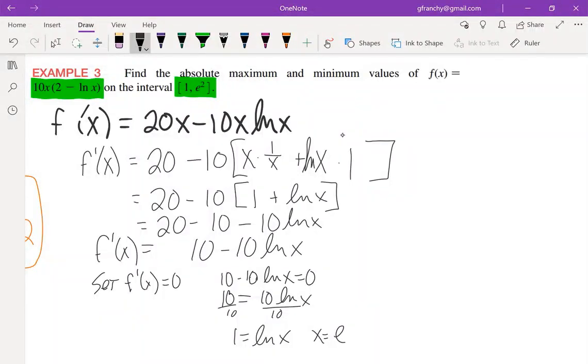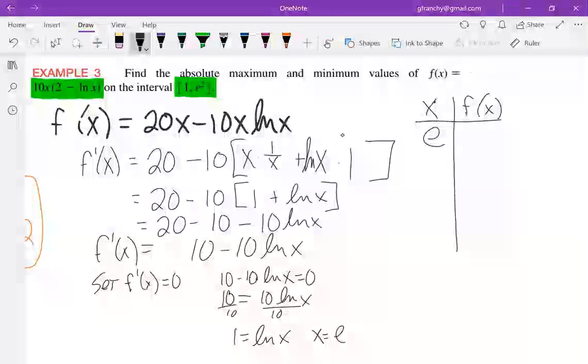So now we're ready to go ahead and we have our critical point at e. 10 minus 10 log x, that is defined everywhere on our original closed interval, so we don't have any places where the derivative's undefined. And then we do also have the endpoints to go ahead and evaluate.